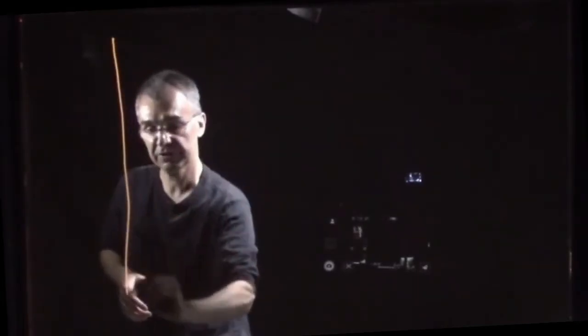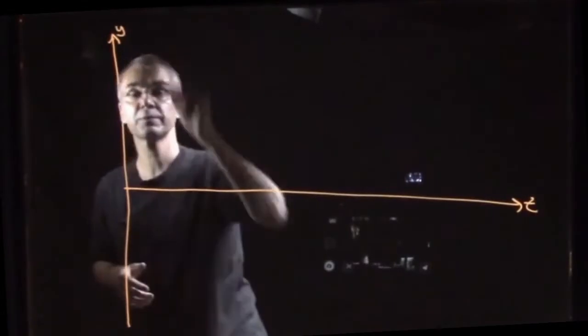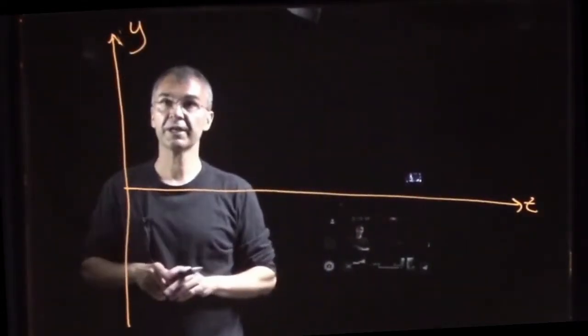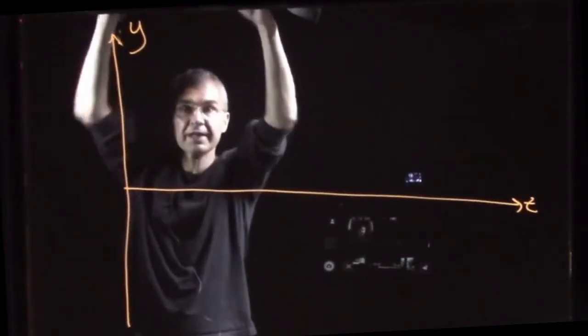So let's look at the vertical position. I think I'm going to try to make one big set of axes and draw everything on one big set of axes this time. So here is time, and this will be the vertical coordinate, y. There's y versus t. We started out some height above the ground. I held it above my head. Let's say that's 2 meters.